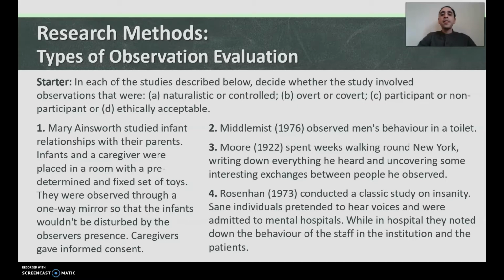Overt or covert, the staff weren't aware that people were pretending to be schizophrenic. So this is covert. Participant or non-participant, this is participant. They're pretending to be one of the patients. They're pretending to be one of them. So this is participant, so they can see it from the inside.